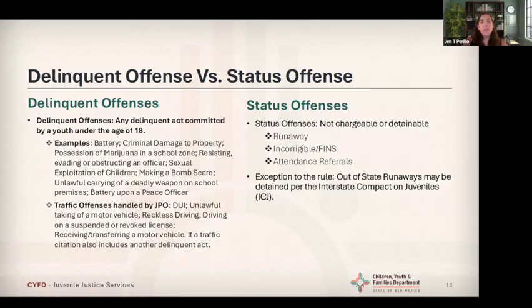Conversely, the other category is status offenses. So these are categories of offenses that are not chargeable or subject to detention, except if we are dealing with an out-of-state runaway. So in New Mexico, children that run away from home, those who are deemed incorrigible or a family in need of services, or attendance referrals for excessive absences or tardies, are considered status offenses and therefore would not be charged formally within the juvenile justice system.